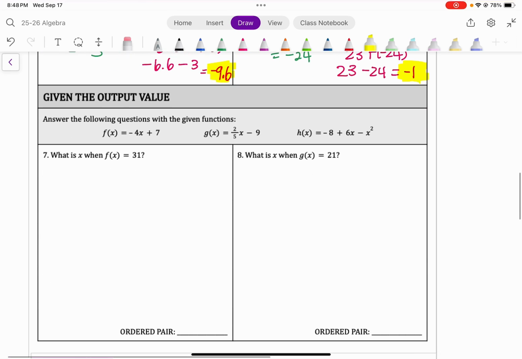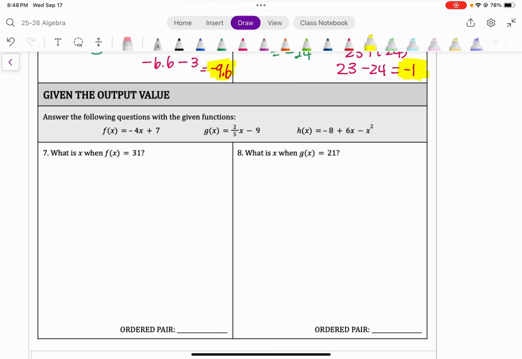Okay, in this section, we're given the output. So I don't know the input, so I'm going to solve for the input. Again, we're still using these three different functions. And for this first one, what is x when f of x equals 31?